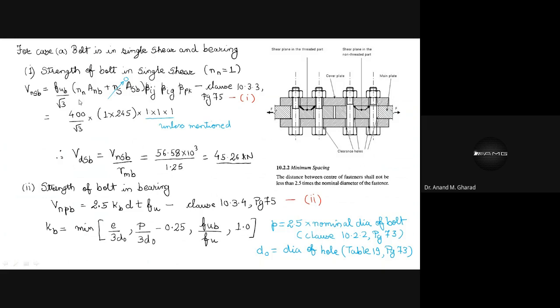Now slowly we will substitute the values of FUB, NN, ANB, NS, ASB. As we have understood, for our case NS was 0 and therefore this product is 0. Now we will try to identify NN. NN is 1 as we have discussed. What is ANB?